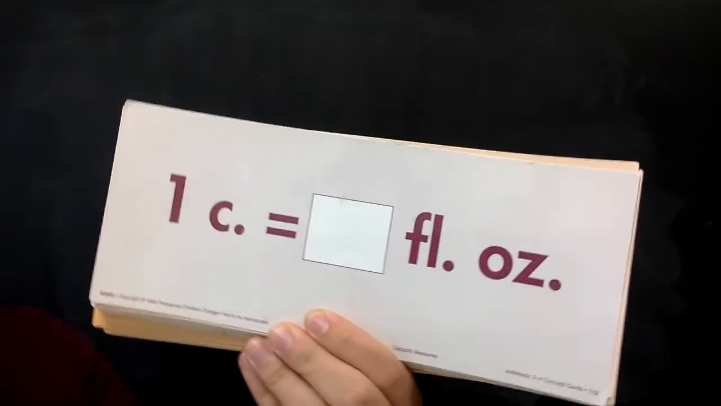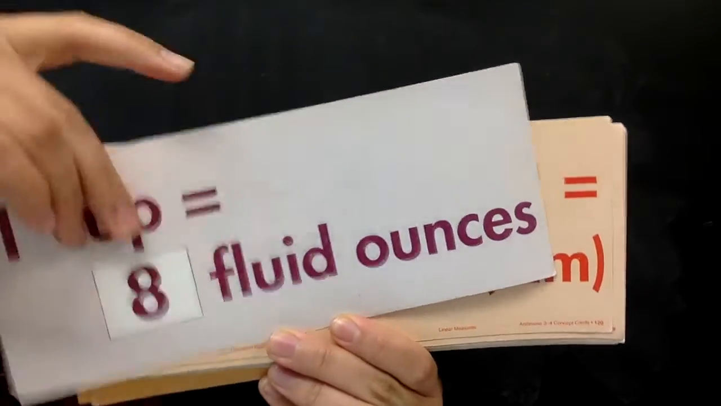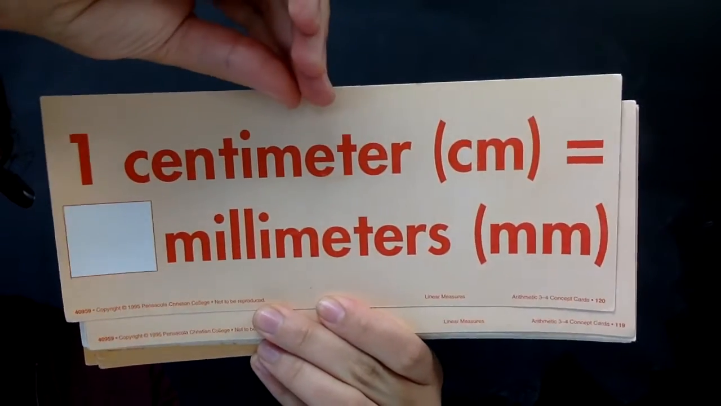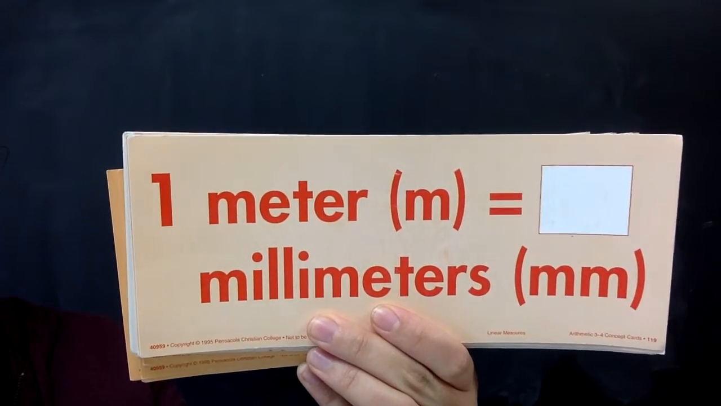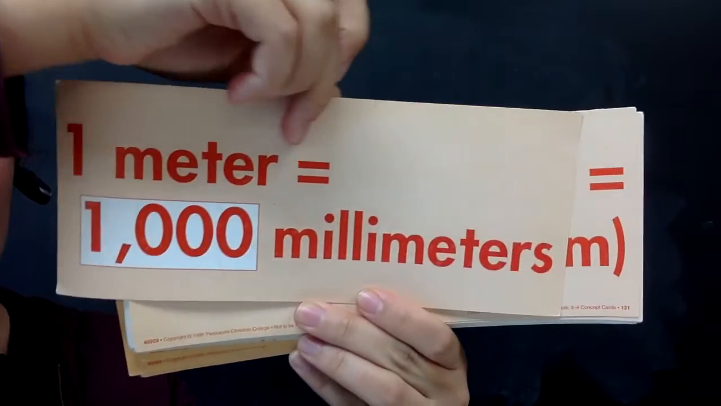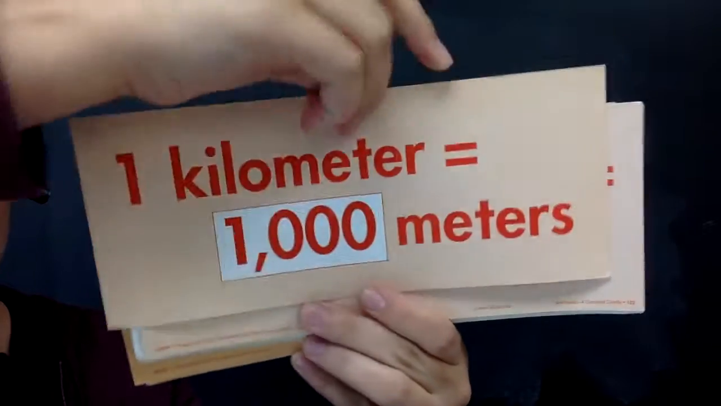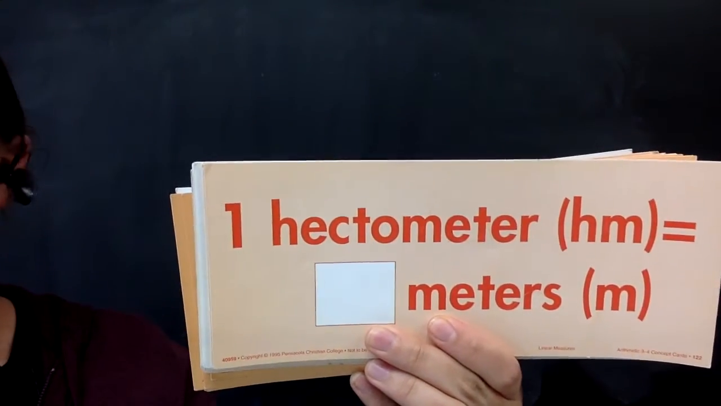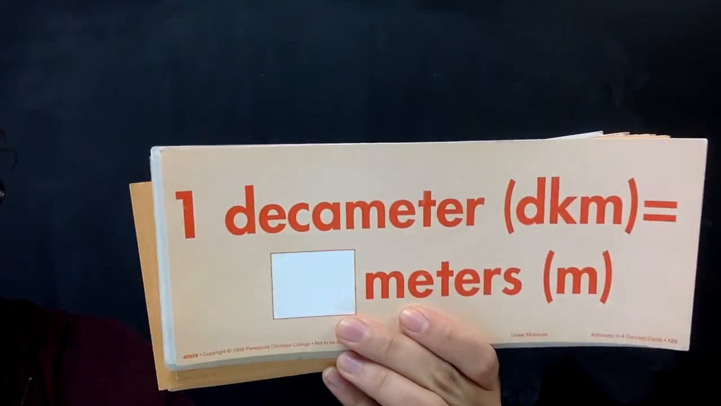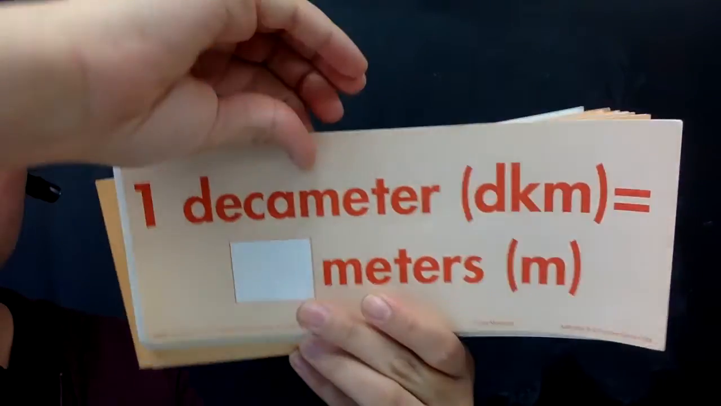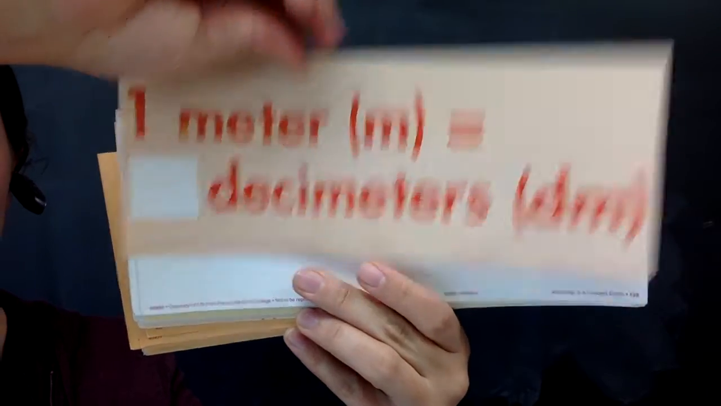So first of all, how many fluid ounces are in a cup? 8. 1 centimeter equals how many millimeters? 10. 1 meter equals how many millimeters? 1,000. 1 kilometer equals how many meters? 1,000. 1 hectometer equals how many meters? 100. 1 decameter equals how many meters? 10. 1 meter equals how many decimeters?